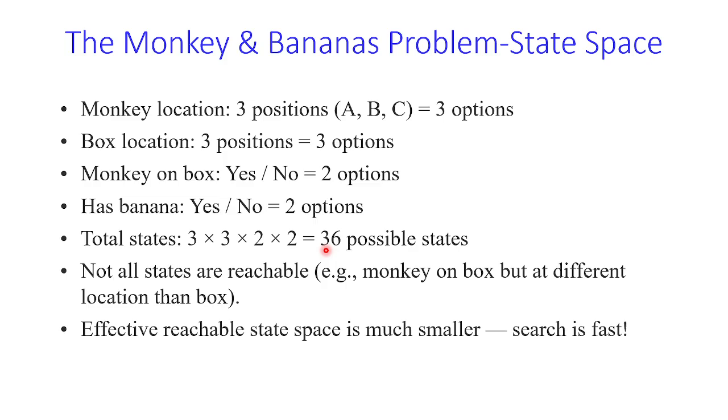So consider the state where the monkey is on top of the box. Now, where the monkey is on the box, but both are at different locations. It is physically impossible. The monkey cannot be on the box if it is somewhere else. So the effective reachable state space is much smaller than the calculated statistics.